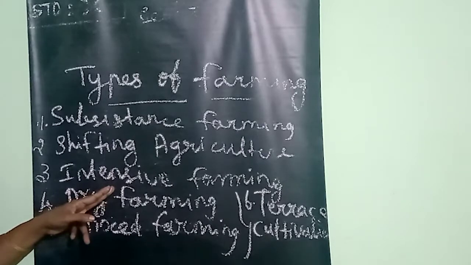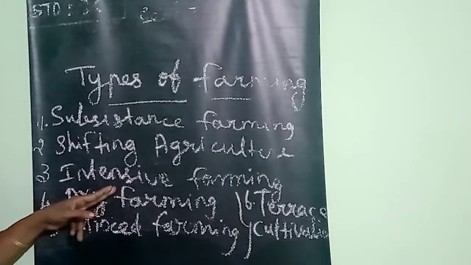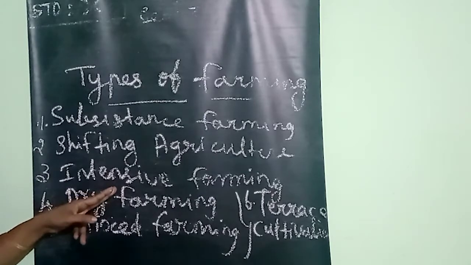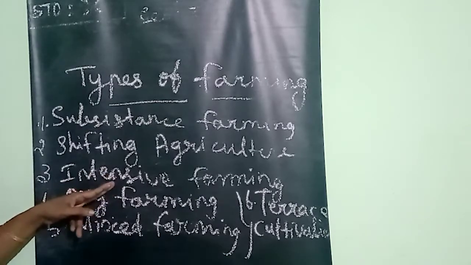In this type of farming, the farmers do both kinds of work. That means they cultivate plants and domesticate animals, and they use high inputs and get high outputs. They spend more money. They use high yielding varieties of seeds, chemical fertilizers, pesticides, and modern machines and techniques. So this type of farming has high productivity.